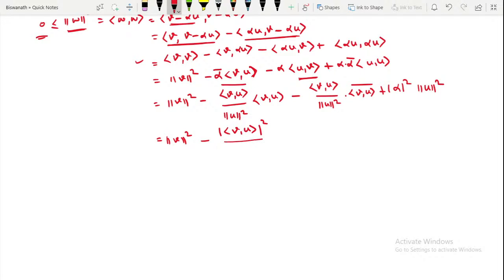Okay, the modulus square of the inner product v comma u divided by norm u square, minus, here is also the inner product v comma u and the inner product conjugate. So I can also write it in the same way as mod square of v comma u. So I am using this property z into z bar is mod z square. Okay, so this one divided by norm u square, and here alpha.